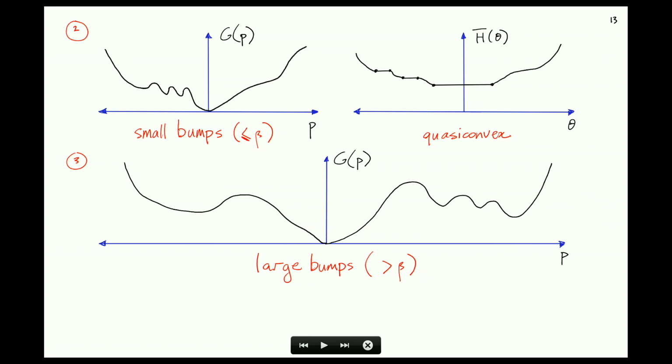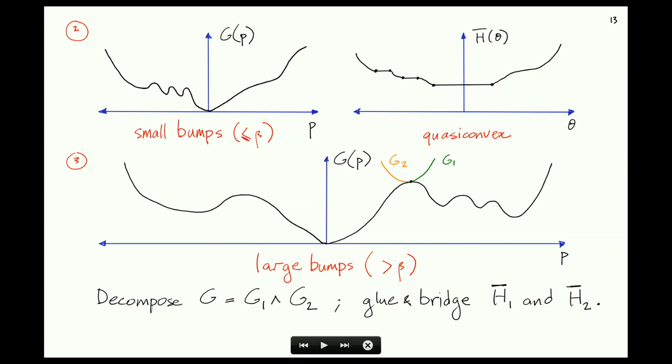Then what you do is you decompose. You basically identify a point like this, and you say, OK, I'm just going to define a G1 that is like this, but then continue like that, and a G2 that goes like this. So I write G as the minimum of G1 and G2. So if I can handle G1 and G2 and prove homogenization with effective Hamiltonians H1 and H2, then the effective Hamiltonian for G is going to be something that comes from gluing and bridging these things. Again, I'm not getting into the details, but it's a decomposition argument. It's a strong induction argument where the quasi-convex case and this number 2 are the base cases. Okay? So this is kind of my way of explaining it.